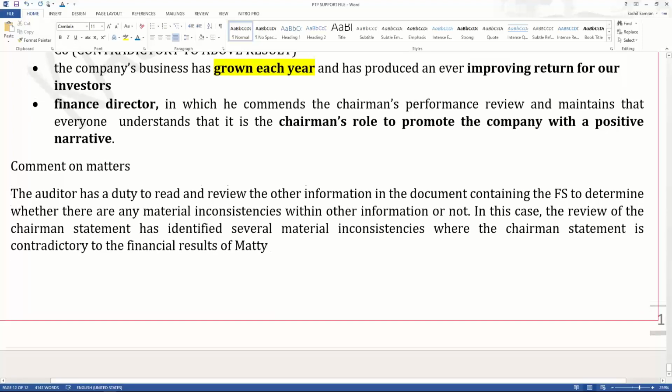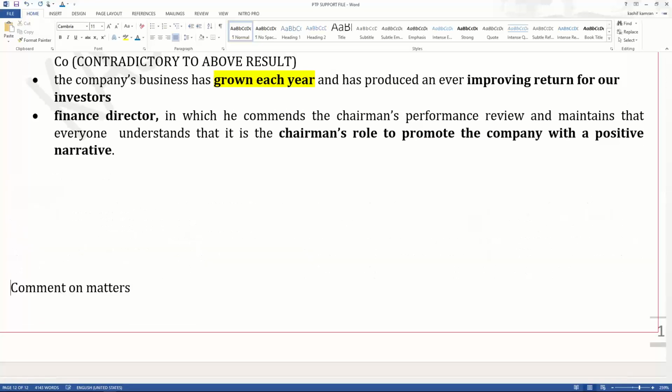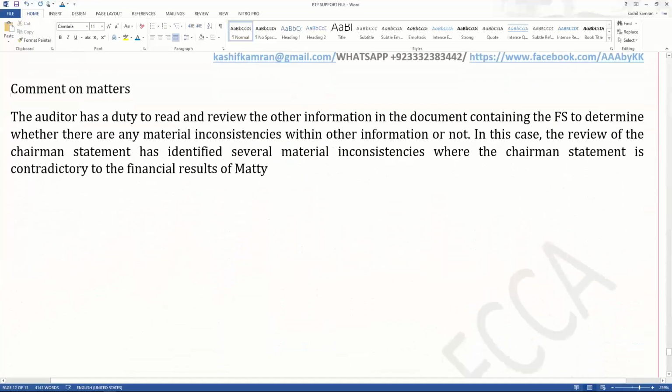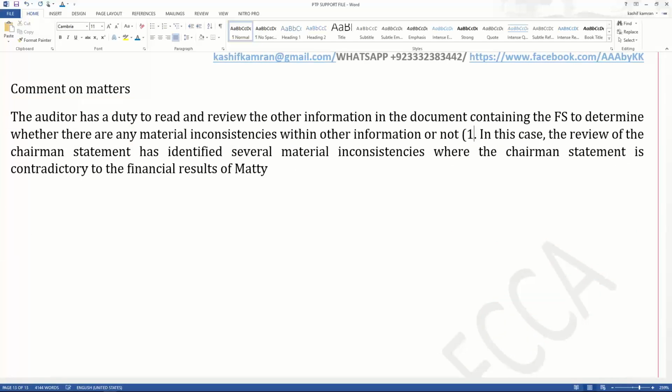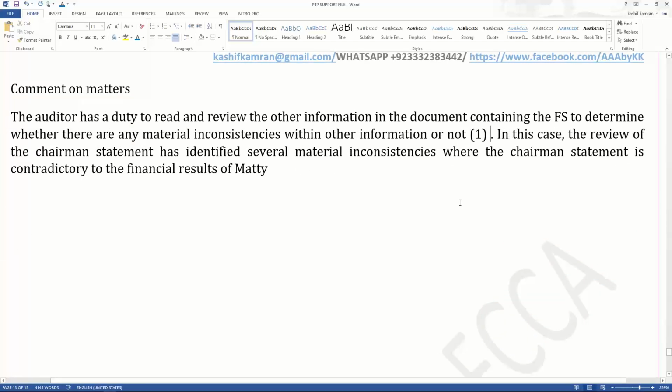Right, so you first started with the general responsibility of the auditor by telling the auditing standard. You got 1 mark for that. Then you say, in this case, the review of the chairman's statement has identified several material inconsistencies where the chairman's statement is contradictory to the financial results of METI, full stop.